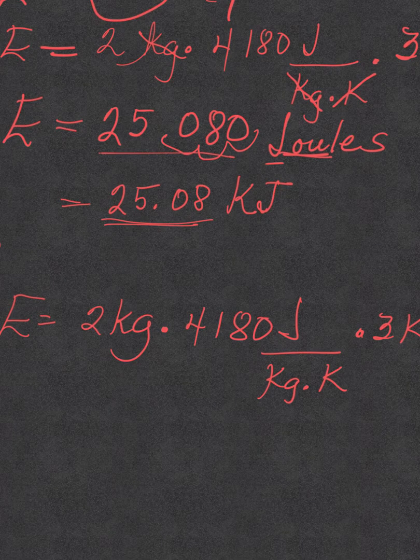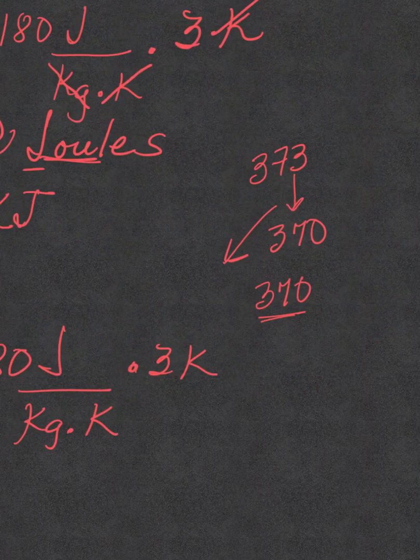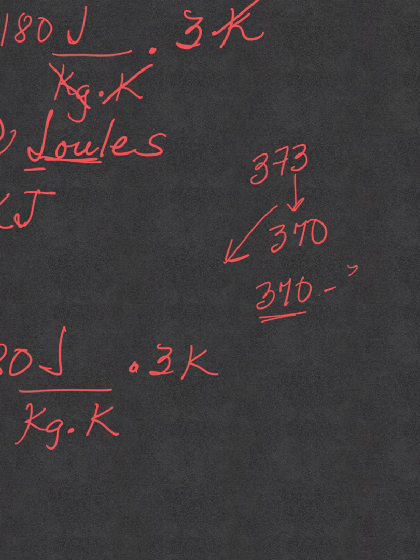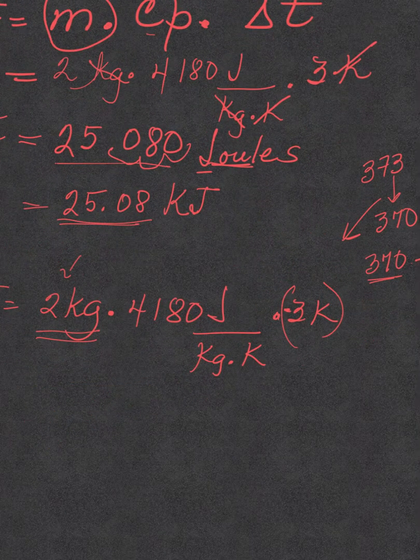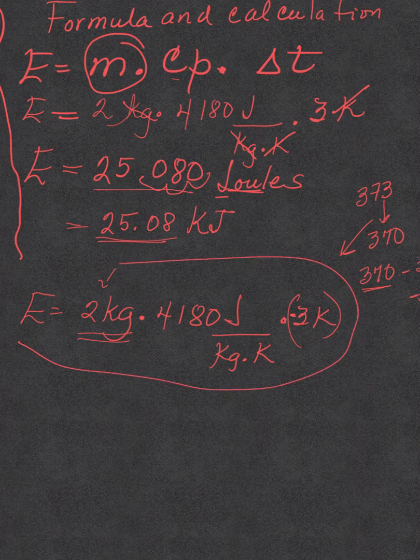No. Let's say that I want to decrease the temperature from 373 to 370. So 370, which is the final temperature, minus 373. If you put that in your calculator, it's going to be equal to -3. Because you are decreasing, meaning that over here, you need a negative number. Okay?